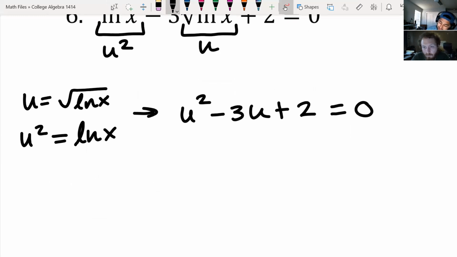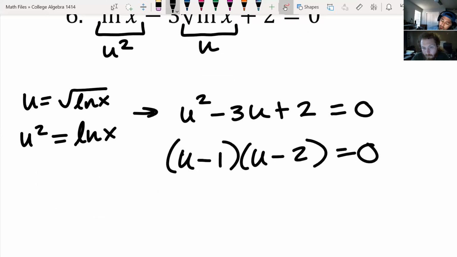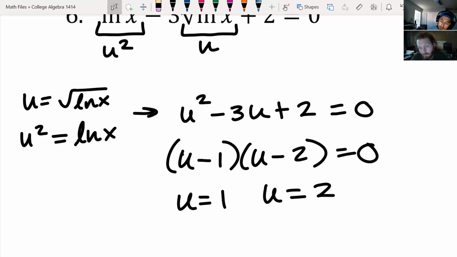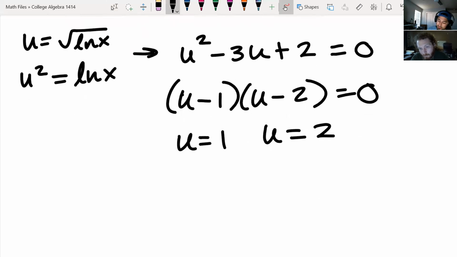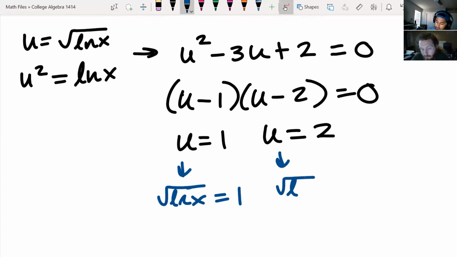Okay, and this is an easy one to factor. It's minus, minus, and you get (u minus 1)(u minus 2) equal to 0. And here u equals 1 and u equals 2. But now we made a substitution, and u is actually the square root of the natural log of x equal to 1 and the square root of the natural log of x equal to 2.